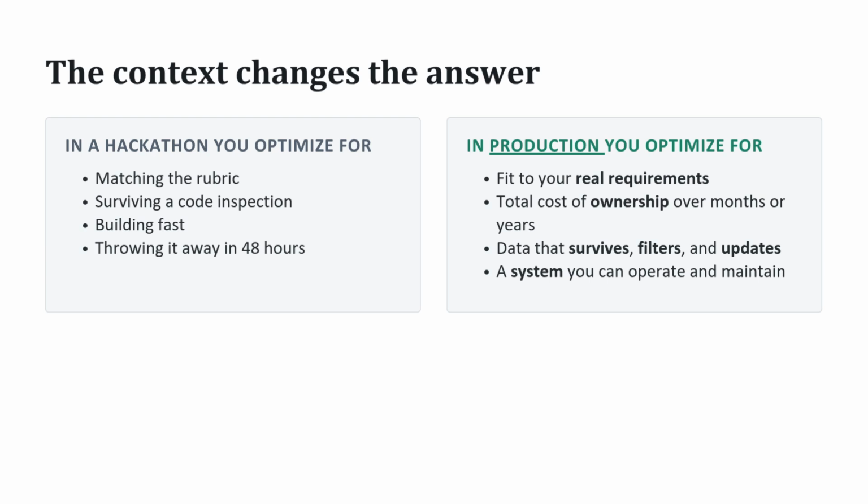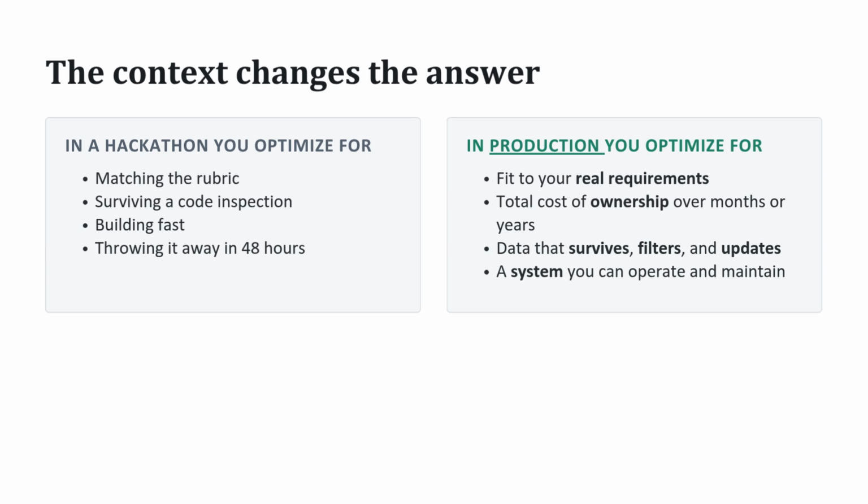But here's the thing to understand first. The right vector store completely depends on what you are optimizing for. In a hackathon, you're optimizing to match the rubric and build fast, and then you're deleting the repo on Monday. That's why everyone says just use FAISS. It checks the box with almost no extra work.